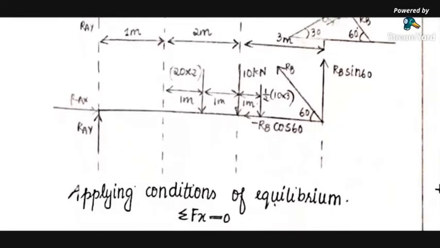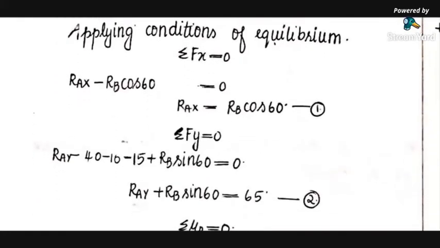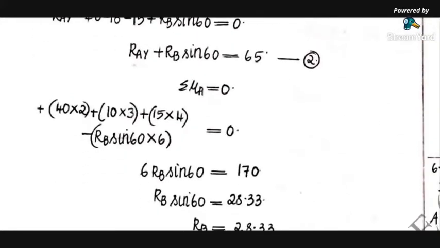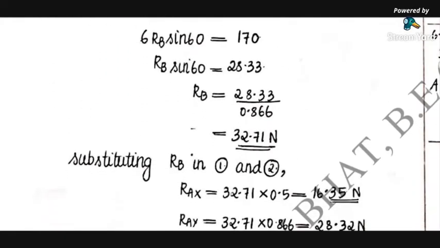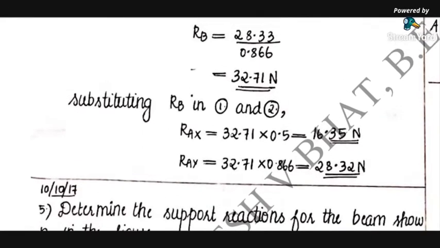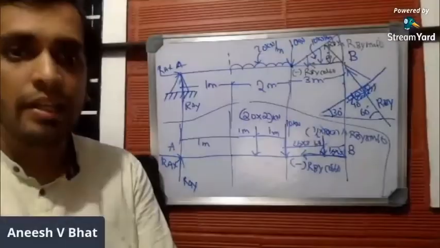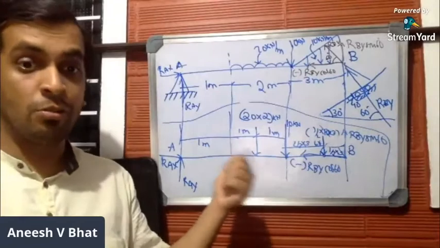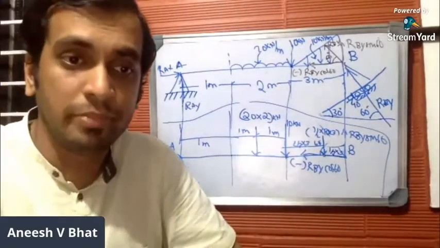Apply the conditions. Summation of Fx equal to 0. Summation of Fy equal to 0. We'll get two equations. Moment about A is equal to 0. We'll get the value of RBY. Substitute the value of RBY in equations 1 and 2 to get the value of RAX and RAY. As simple as that. Hope this particular problem is clear. So drawing this point load diagram is important. This is the most important step available.